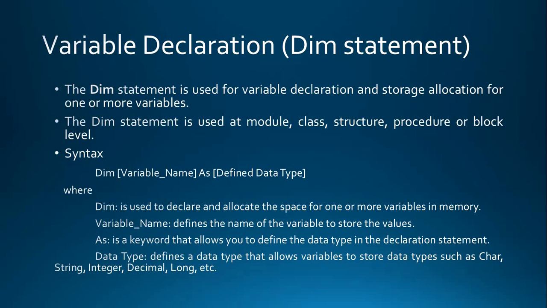The syntax of the Dim statement is: Dim variable name As defined data type, where Dim is used to declare and allocate the space for one or more variables in memory. Variable name defines the name of the variable to store the values. As is a keyword that allows you to define the data type in the declaration statement, and data type defines the data type that allows the variable to store data types such as char, string, integer, decimal, long, etc.